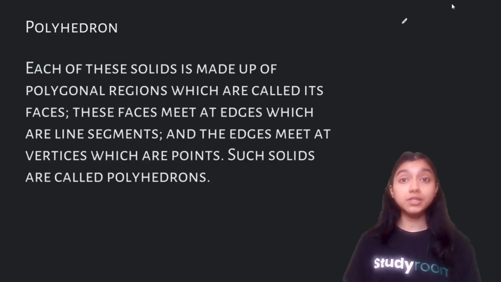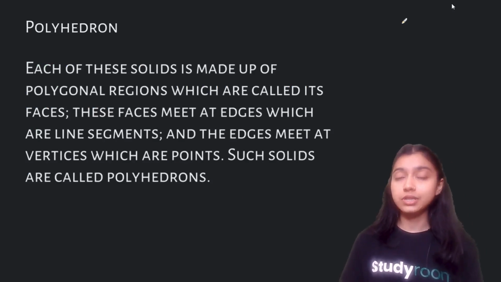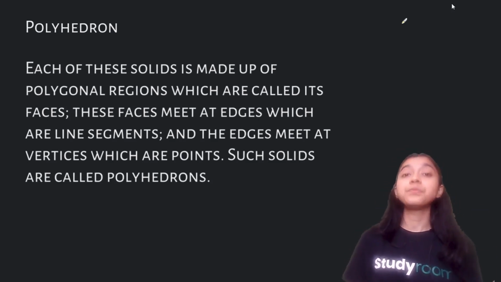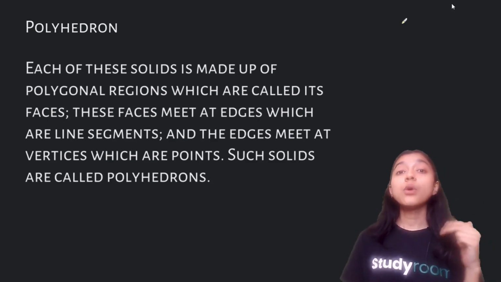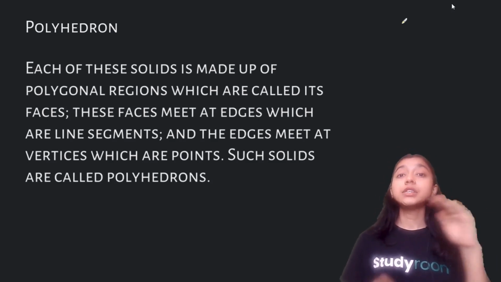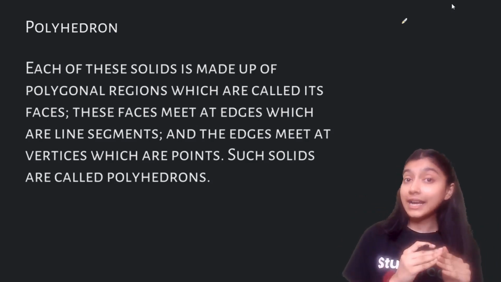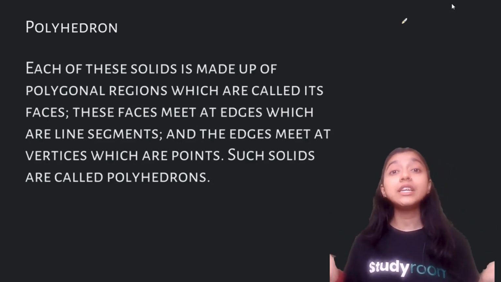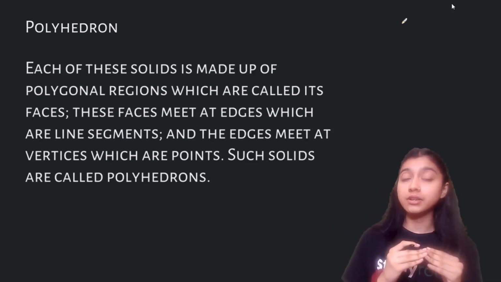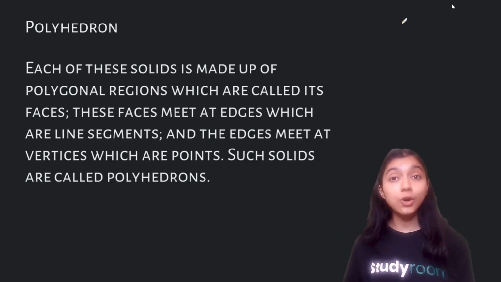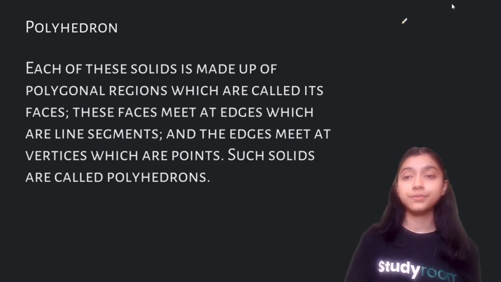Now I'll be teaching you what is a polyhedron. So a polyhedron is a solid that is made up of polygonal regions. Now what are these polygonal regions? Polygonal regions are the ones that I taught you previously: faces, edges and vertices. Now what happens is that when we have the faces, they meet up at the edges. Those are the line segments. And then the edges meet up at vertices. Vertices are the points. And then all together these faces, edges and vertices give rise to a solid shape, and such a solid shape is known as a polyhedron.